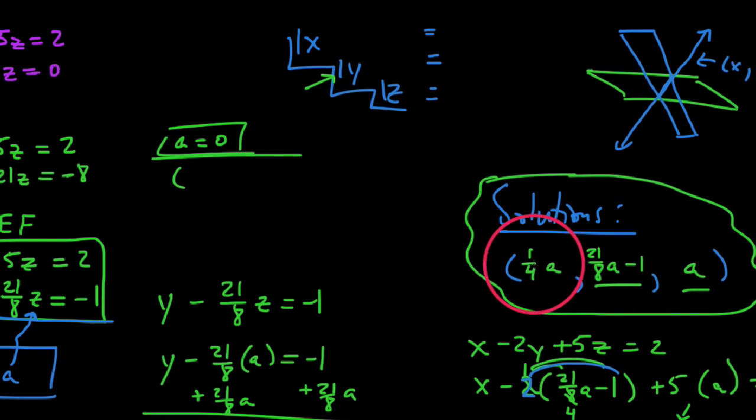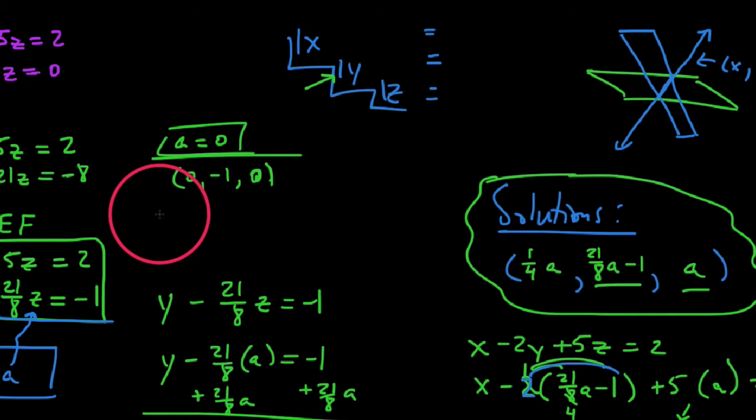And so I would have 1/4 times 0, which is 0. I would have 2 times 0 minus 1, which is 0 minus 1, which is -1. And I would have just 0 for this a here. I want to check to make sure this works. So what I'm going to do is plug this back into my original system's equations to make sure that it does work.